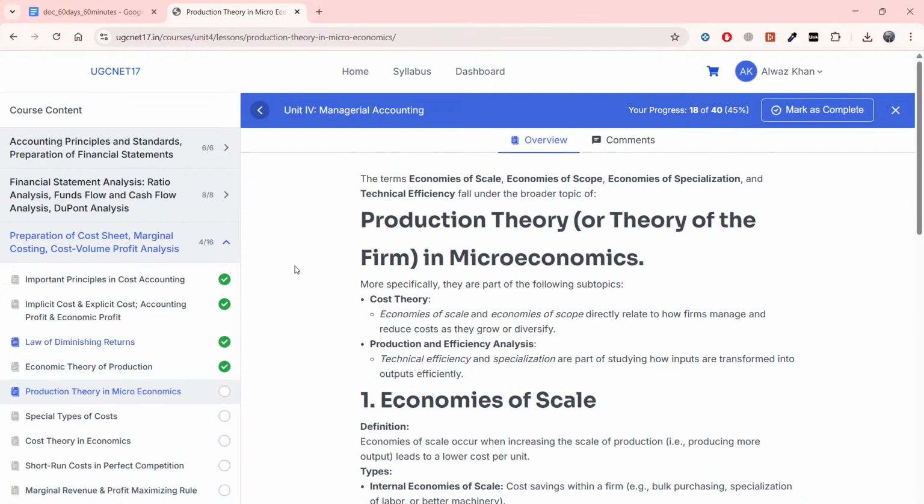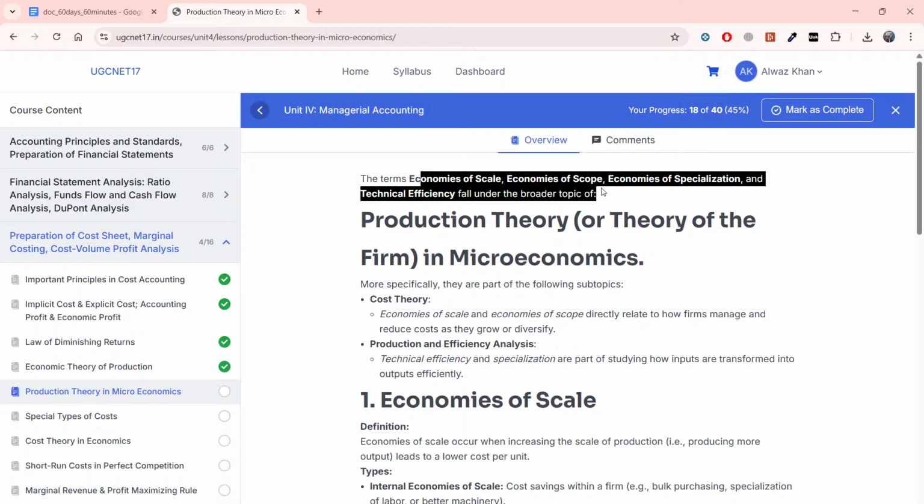Production theory in microeconomics. What does production theory in microeconomics cover? These are part of the following subtopics. So, production theory or theory of the firm is cost theory, production, and efficiency analysis. The terms economies of scale, economies of scope, economies of specialization, and technical efficiency fall under the broader topic of production theory, or theory of the firm in microeconomics.